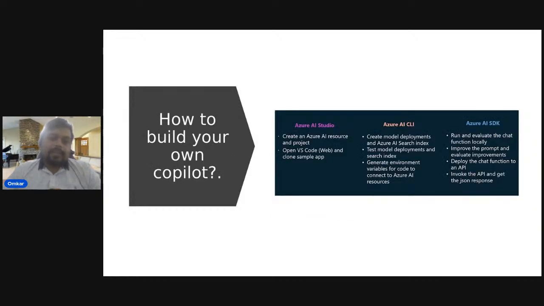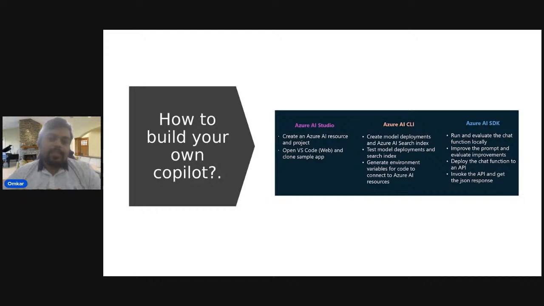So starting with this, how are we going to build our own Copilot? We are talking about building our own customized Copilot using the Copilot API and Azure Studio. There are multiple ways. We are focusing mainly on Azure AI Studio, where we are going to create an Azure resource, and then we will utilize Visual Studio Code to create the project, clone it, and work on it.